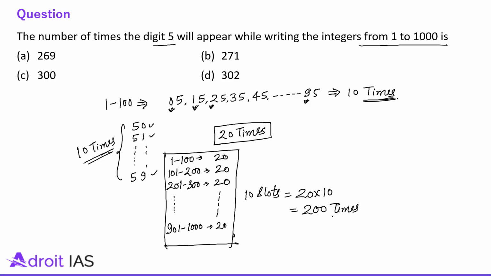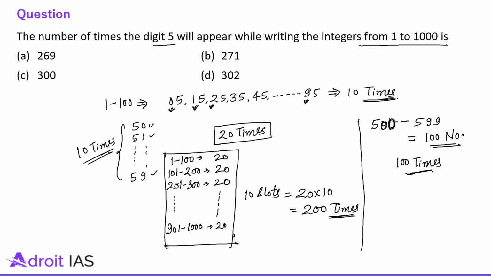So 200 times. And now one more, 500 to 599, I'm sorry. 500 to 599, how many numbers are there? They are 100 numbers, right? So it means 5 is written 100 times here, right? So total how many times 5 do we have? We have 200 plus 100. So total we have 300 times 5, right?